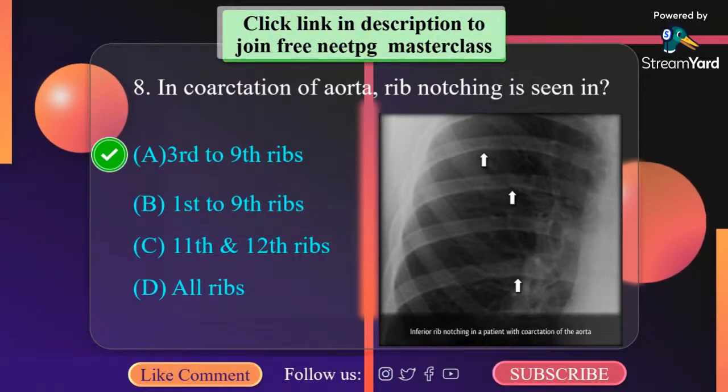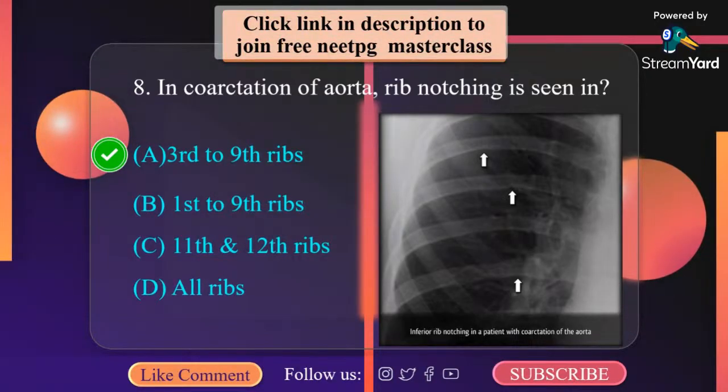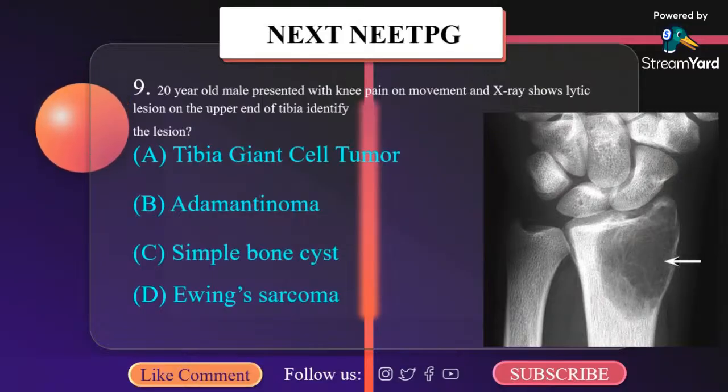Coarctation of aorta, rib notching is seen in 3rd to 9th rib. I'm going fast because the exam is approaching very near. So your speed must also increase. There should be speed as well as accuracy, and this comes with practice. And in the original exam, MCQs come.